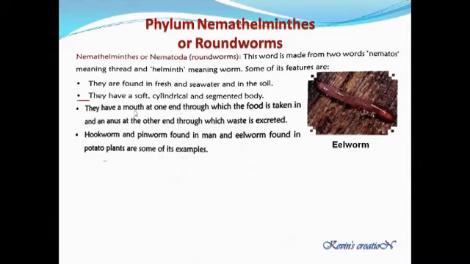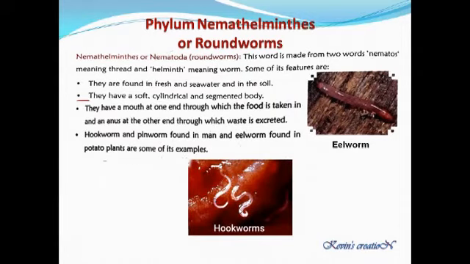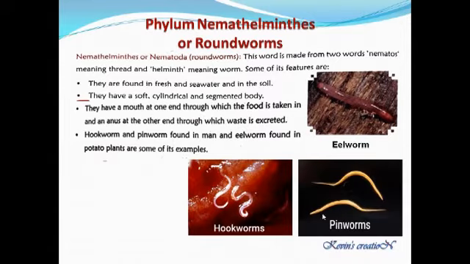Here, unlike the previous ones, they have got mouth at one end through which they take the food, and anus at the other end through which waste is excreted. So at one end it has got the mouth and the other end it has got anus. Now here examples are hookworms. Just like you can see this structure here, hookworm, and you have got the pinworms. These are also parasites. They are found in man. And eelworm, this is found in potato plants.